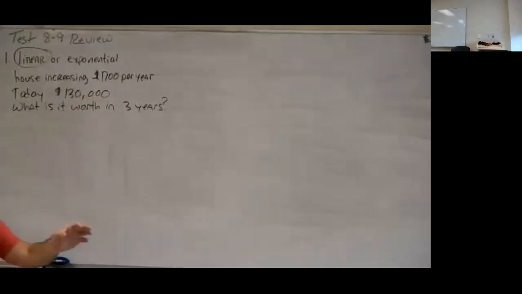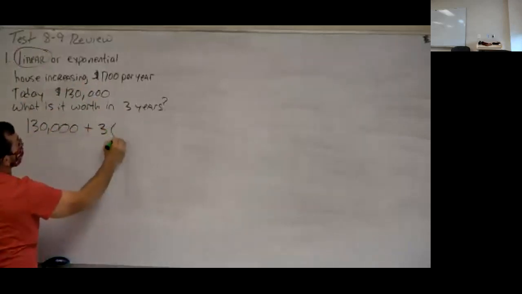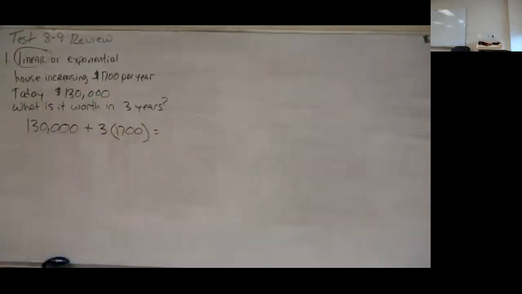Exponential, remember, does a percent, like 3%, 5% a year. So it's $1,700 per year for 3 years. What I did on this is put my $130,000 I started with, and then I'm gonna take the 3 years and multiply by 1,700 per year, because that's how much it's going up a year.